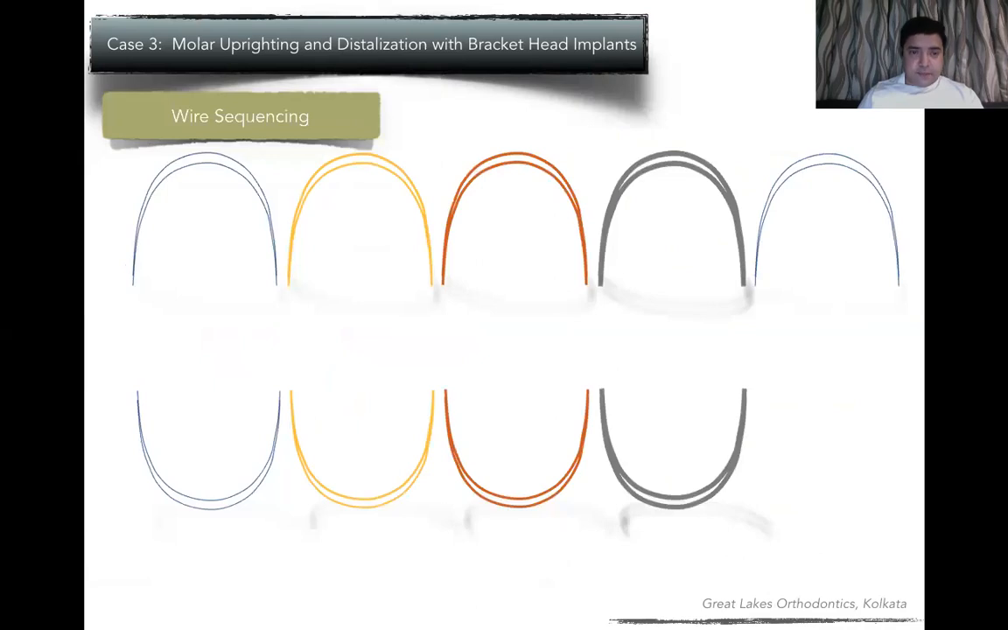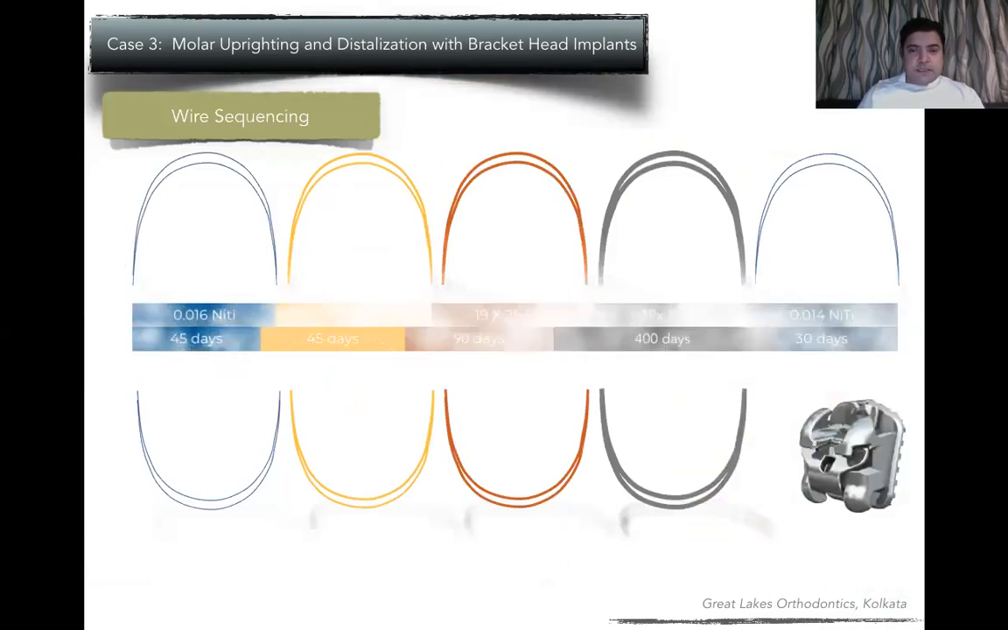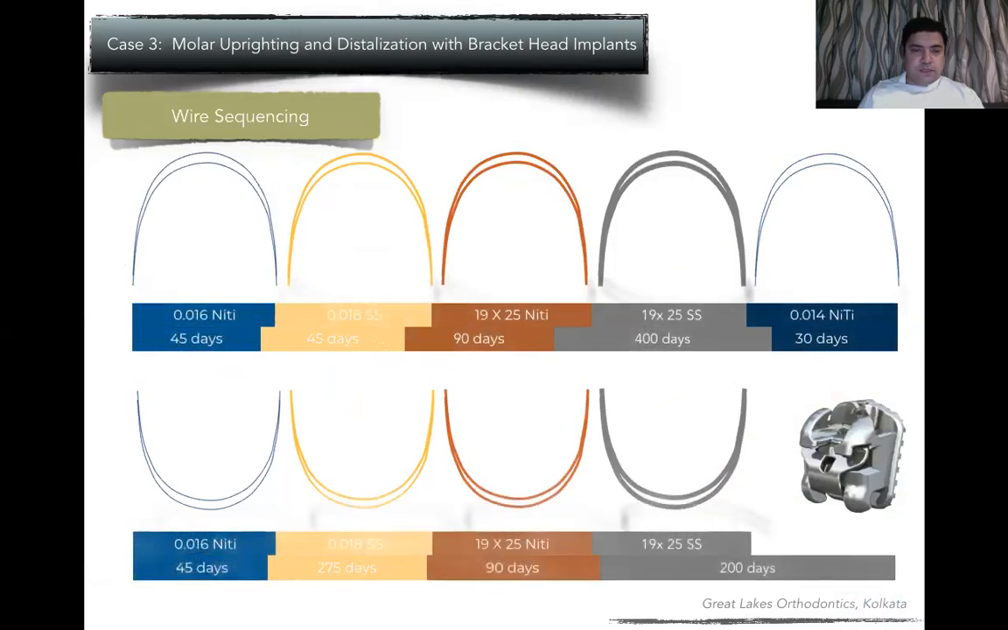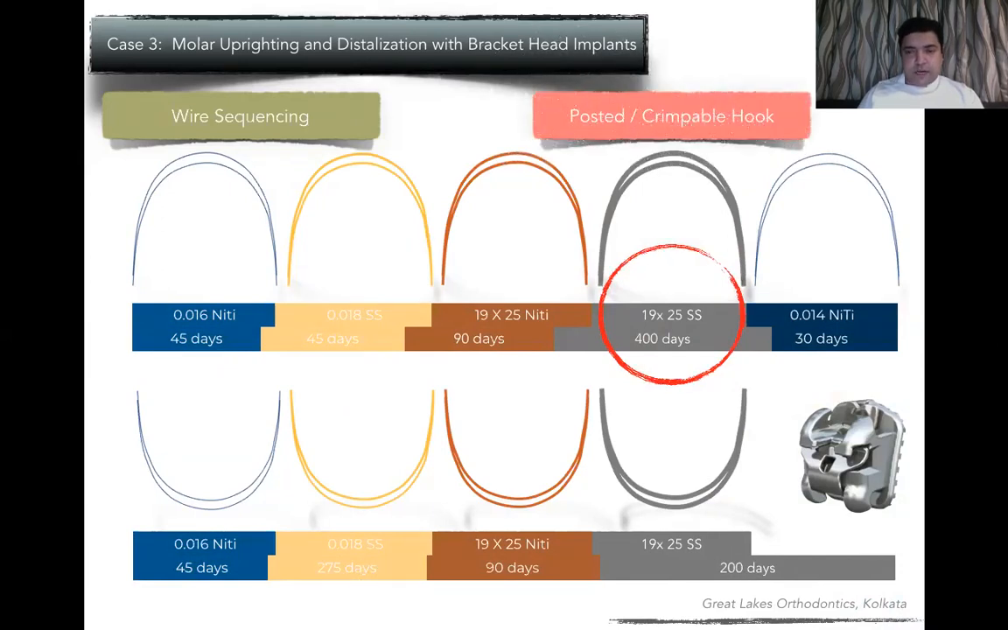So what is the wire sequencing for this case? Rather than using an Empower, we are using 016 NiTi in the upper, 018 SS followed by 018 SS, then 19x25 NiTi for 90 days. And then the upper retraction would be on a 19x25 stainless steel, which took about 400 days. That's actually a posted archwire. And then we need to settle the occlusion, so it's going to be with 014 NiTi for 30 days.